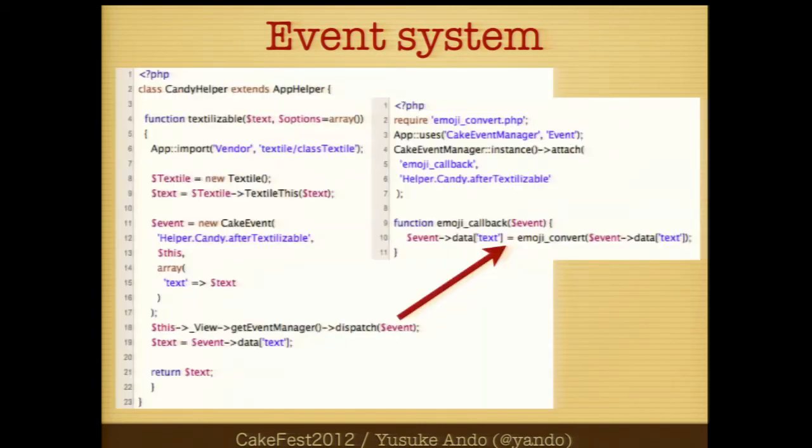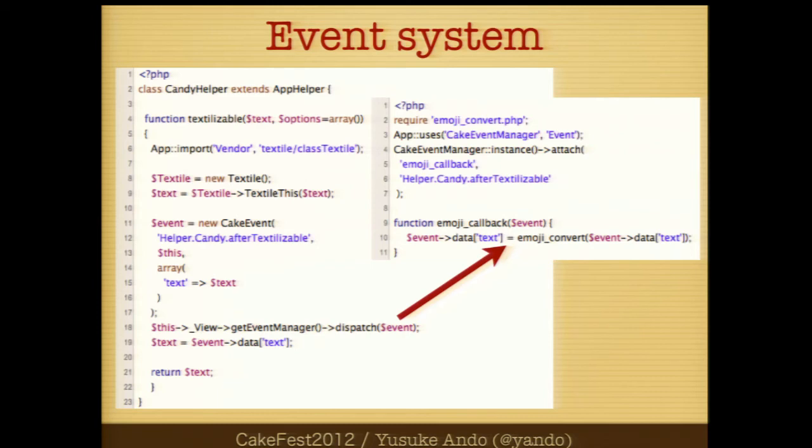So this is the code. The left side of the code is the helper, which I made just for CandyCane. And it has the textile stylizer method. It does basically formatting with the textile class, but after that, it's dispatching a Cake event with a specific event name and getting the result from the event.